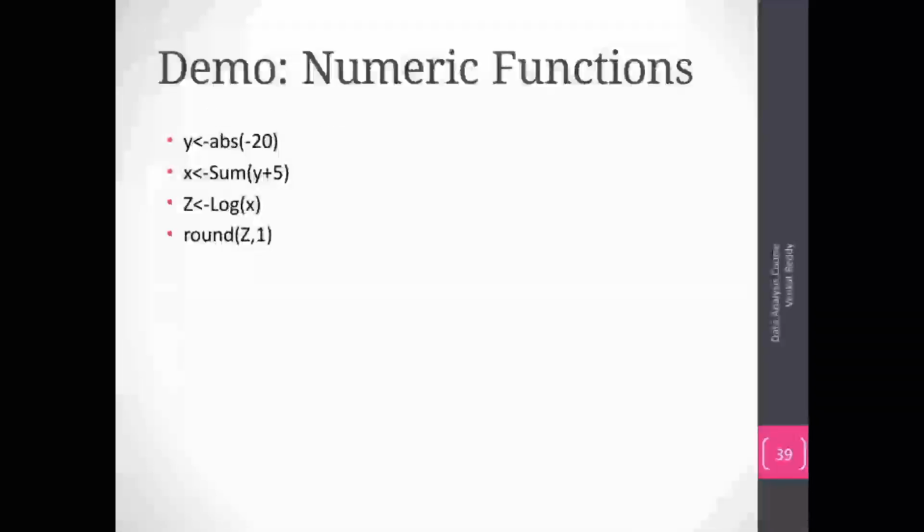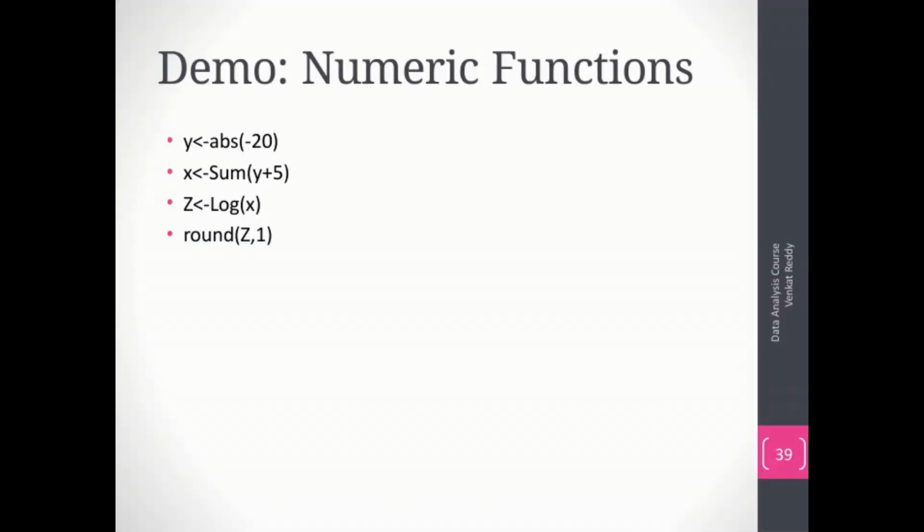Then, we take the logarithm of x and store it in z. Remember, the log function computes the natural logarithm, which is useful for many data transformations. Finally, we round z to 1 decimal place to make the result more readable. This demo showcases how these basic numeric functions can be combined to manipulate and analyze data efficiently. Understanding these functions is fundamental as they form the building blocks for more complex data analysis tasks.